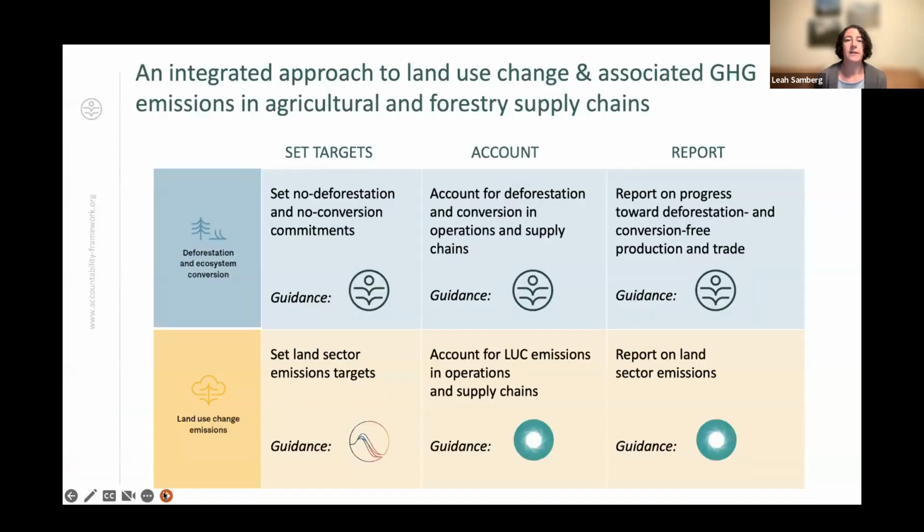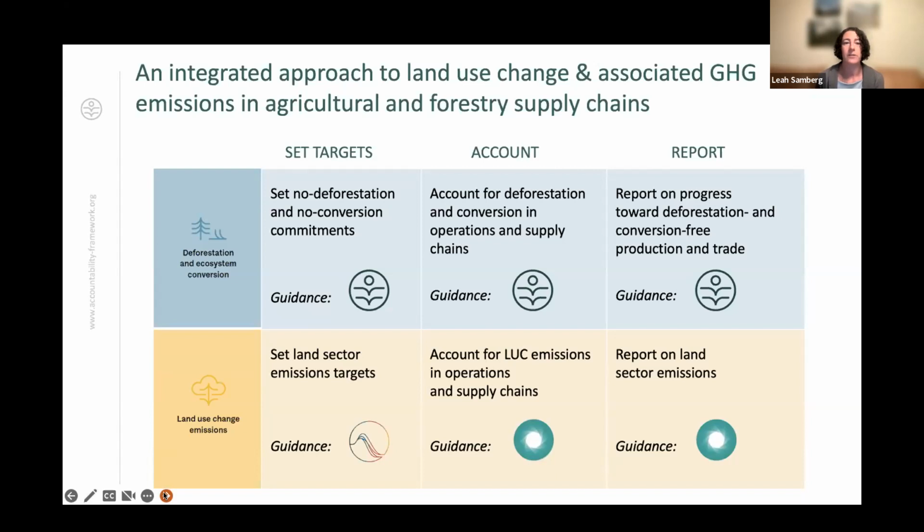The purpose of this new guidance that we'll be presenting today is to clarify how the suite of materials on accounting for and reducing emissions from land use change can be used together with guidance from the Accountability Framework Initiative on no deforestation and no conversion goals to support a holistic and aligned approach to addressing land use change in agriculture and forestry supply chains. It's intended to clarify how best practice on land use change emissions found in the new guidance from SBTi FLAG and the Greenhouse Gas Protocol relates to best practice from the Accountability Framework on deforestation and conversion.